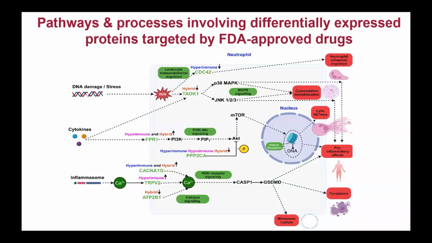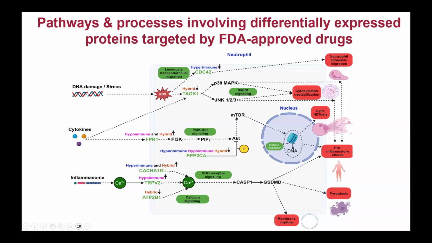So here is an example that we are working on. These are pathways and processes with differentially expressed proteins in our system, as I showed the data for, that are targeted by various FDA-approved drugs. And of course, this is a detailed and complicated kind of pathway analysis picture.